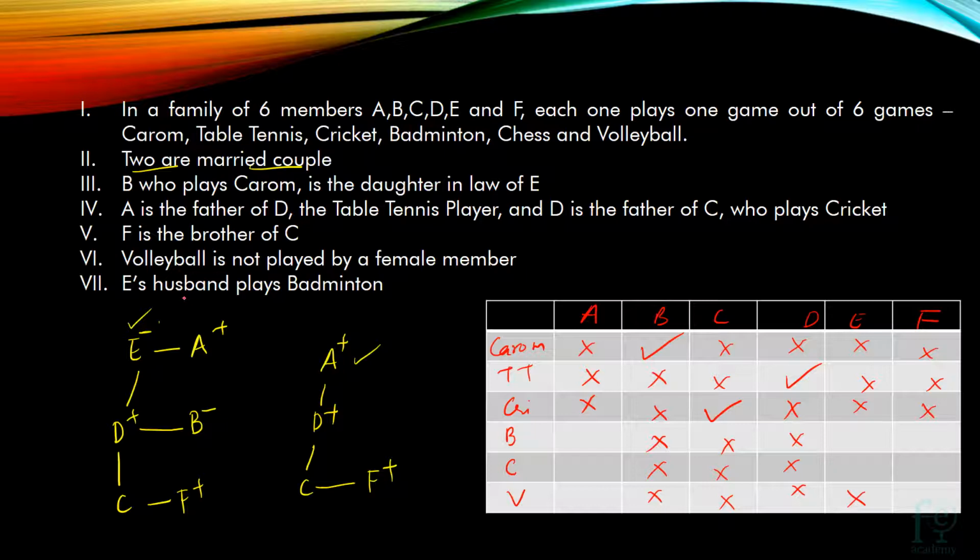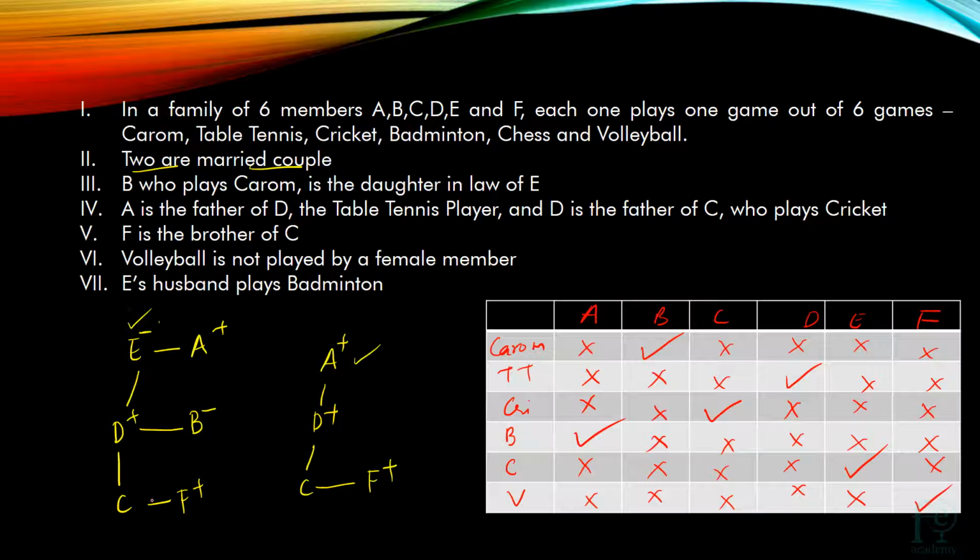Now again, E's husband plays badminton. So A is E's husband, so A will be playing badminton. So we can fill it like this. Now we only have one option left for E, so E should be playing chess. That means F should be playing volleyball.